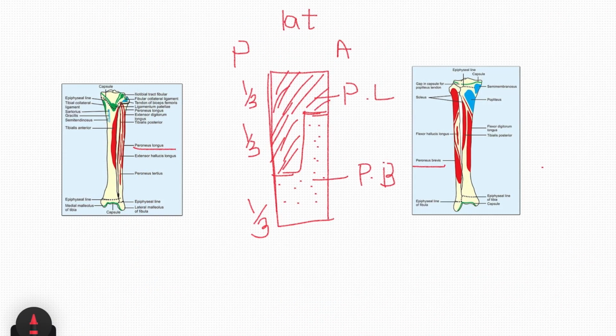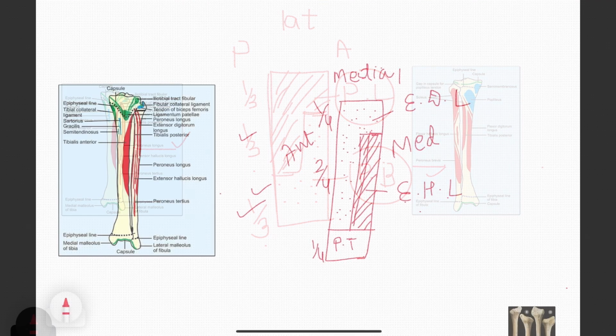Attachments on the lateral surface of the shaft of the fibula. The lateral surface of the shaft of the fibula gives attachment to two muscles, peroneus longus and peroneus brevis. We can divide the lateral surface into three parts: upper one third, middle one third, and lower one third. The whole upper one third plus the posterior surface of the middle one third gives origin to the peroneus longus, and the lower one third and the anterior surface of the middle one third give origin to the peroneus brevis muscle.